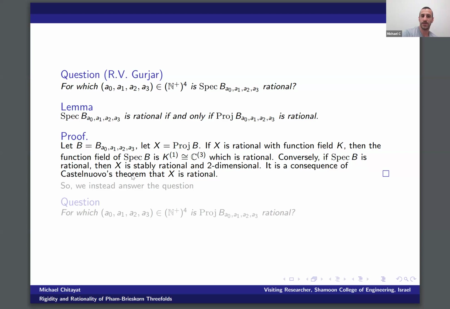Conversely, if Spec B is rational, then Proj B is stably rational and two-dimensional. And it's a consequence of Castelnuovo's theorem that stable rationality in dimension 2 implies rationality. So instead of answering the question for which tuples Spec B is rational, we can answer the question for which tuples Proj B is rational. So that's what we're going to do.